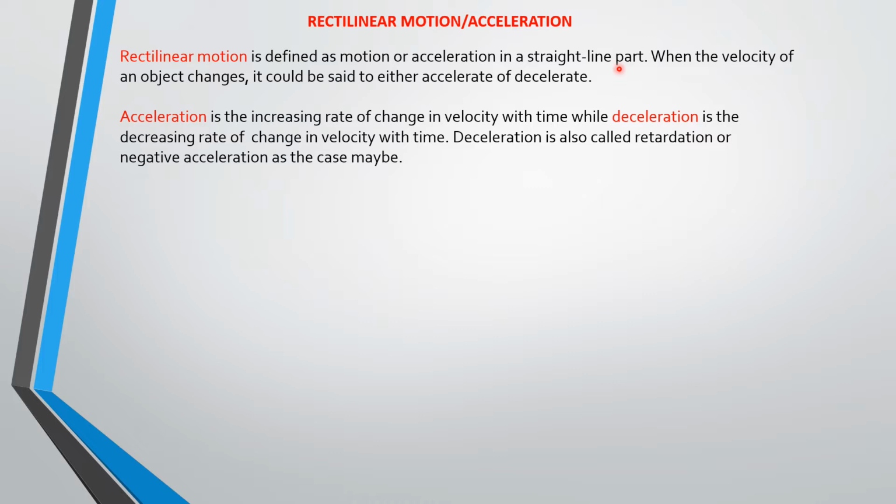Now, when the velocity of a body or object that is in motion changes, it can either increase or decrease. When it increases, we say the body is accelerating. When the velocity decreases, we say the body is decelerating. So an object in motion can either have a velocity that is increasing, which is acceleration, or a velocity that is decreasing, maybe due to a brake that is applied, which is deceleration. Acceleration is defined as the rate of increase in velocity with time, while deceleration is the rate of decrease in velocity with time.